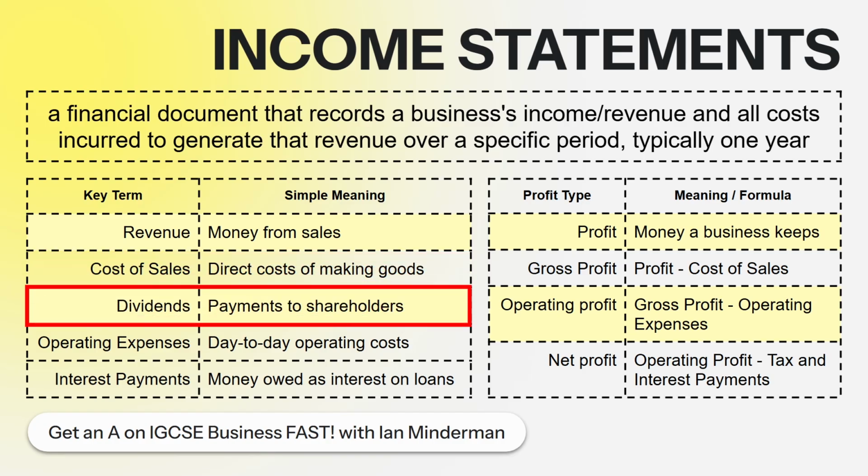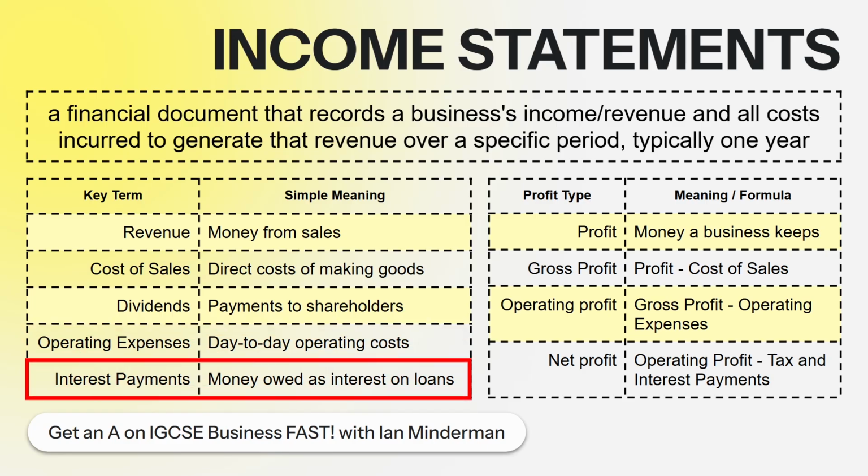Then we have dividends. These are payments to shareholders. Operating expenses. These are day-to-day operating costs. And we're going to take a closer look at that in a moment on the next slide. Don't worry. And then we have interest payments. These are money owed as interest on loans, usually to a bank, but any lender can charge interest. And they will, actually. That's their incentive to loan you money. So whenever you pay interest on a loan, that's what this means.